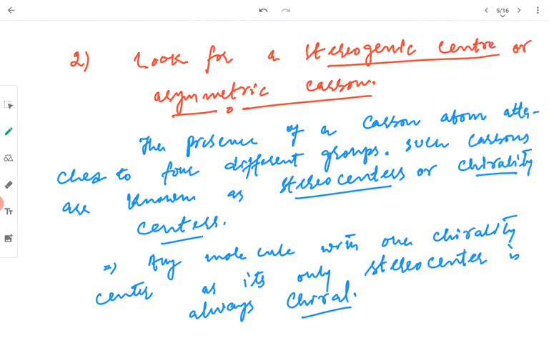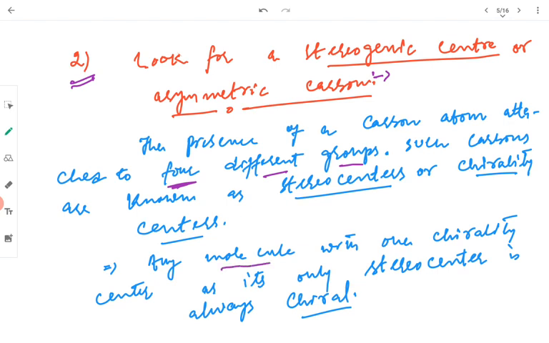The second method is very simple, which I have already discussed with you. What you have to do is look for a stereogenic center or asymmetric carbon. In other words, you have to look for a carbon atom which is attached to four different groups. Such carbons are known as stereocenters, or chirality centers. So if there is a stereogenic center or asymmetric center present in any molecule, then it will be chiral.